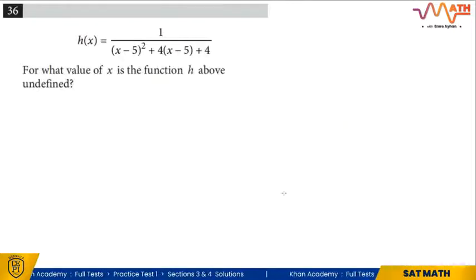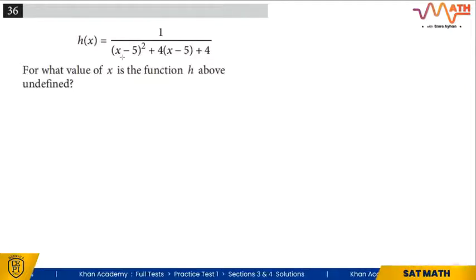36. For what value of x is the function h above undefined? I think it's the simplest question, right? What value of x is undefined? When the denominator is 0, it's going to be undefined. So we need to solve this quadratic equation and find out for what values of x it's going to be undefined. Or when the discriminant is less than 0, right? Less than 0.